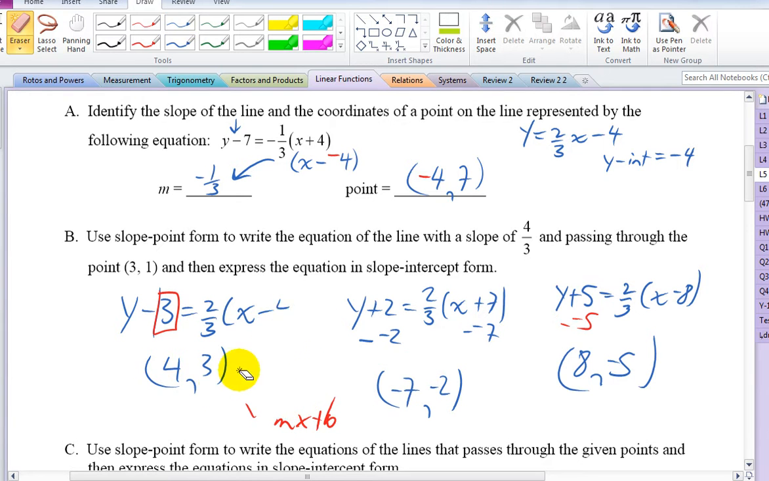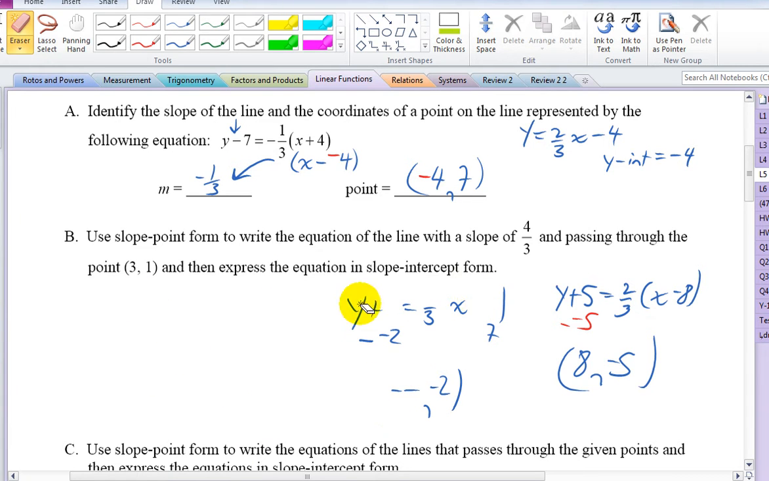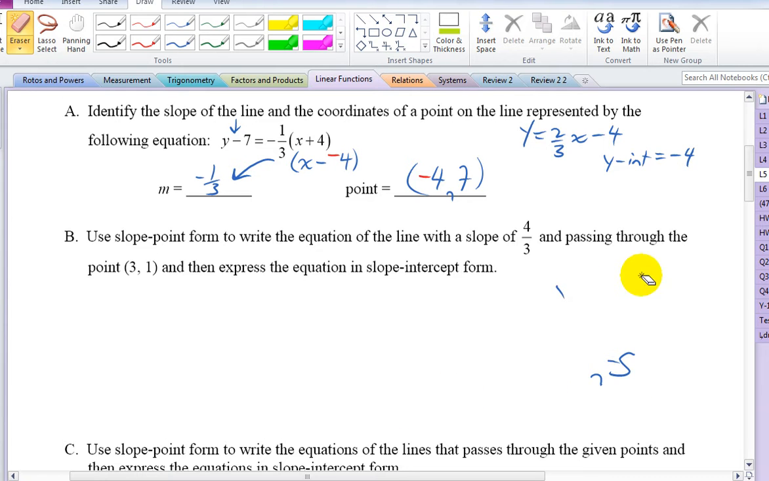So let's get started with this stuff here. Pick up your pencil. We're going to start writing. Okay. Read question B. We're going to start here. Slope point. Write the equation. And here's your slope. There's the point. But then we're going to change it into slope intercept afterwards. So we can do some algebra.